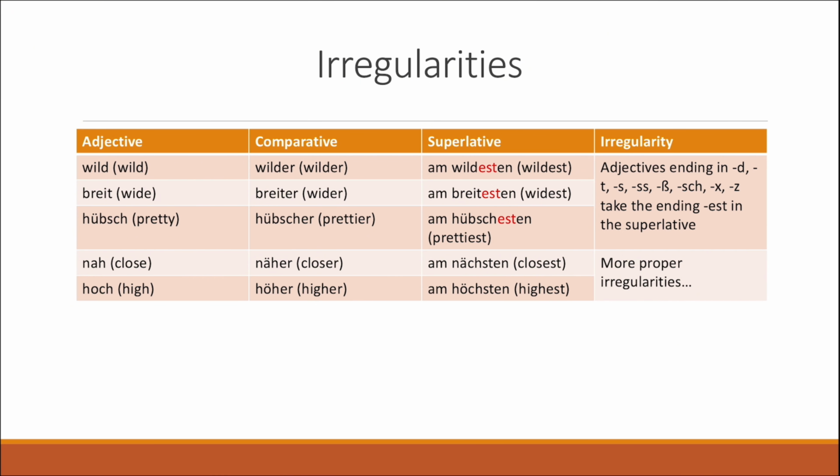And the last possibility we have is basically the first one, but it's just a way to remind you that there are more proper irregularities. We do not just have the first three adjectives I've just mentioned right at the beginning. We also have adjectives like nah, which become näher, am nächsten, or for example, hoch, höher, am höchsten, etc. So there are lots of irregular adjectives, but the rule I just explained mostly applies for almost every adjective. So just learn it and then you'll be okay.